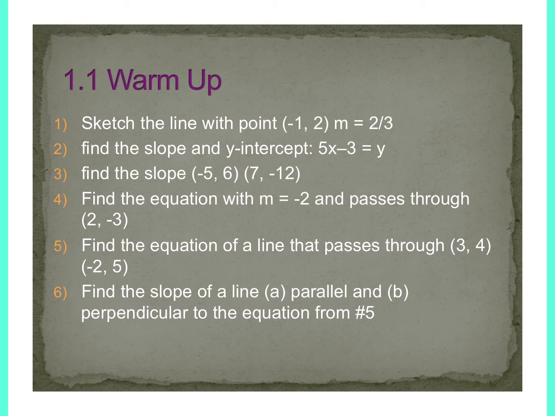Number 1 says sketch the line with point (-1, 2) and slope 2/3. So I would have brought in a coordinate grid. I would have plotted the point (-1, 2), and then I would have used that slope, which is 2/3, up 2 and to the right 3, or down 2 and to the left 3. And then you can make your line.